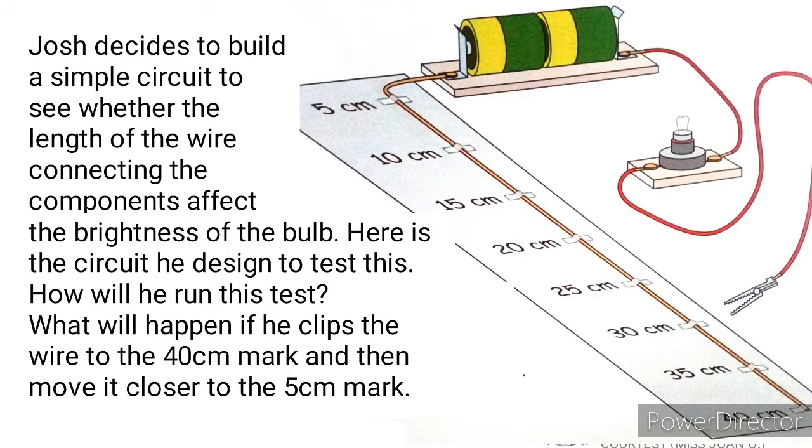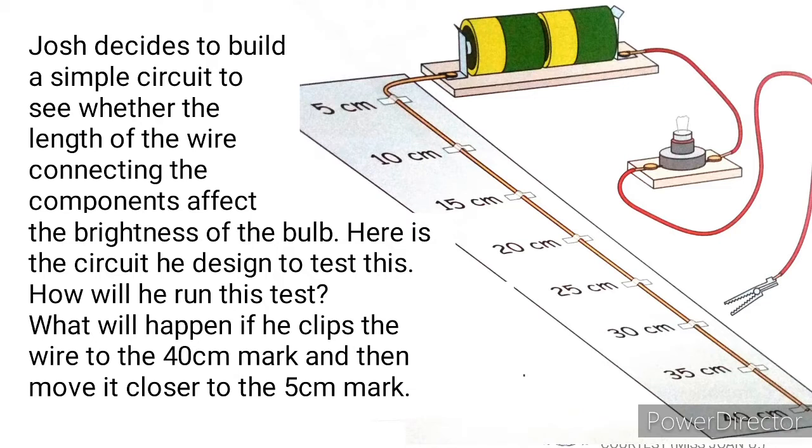And there is another case. We have George. George decides to build a simple circuit to see whether the length of the wire connecting the components affects the brightness of the bulb. Here's the circuit he designed to test this. He designed the circuit, but in place of the switch, he now put a clip. So the clip is now acting as a switch.